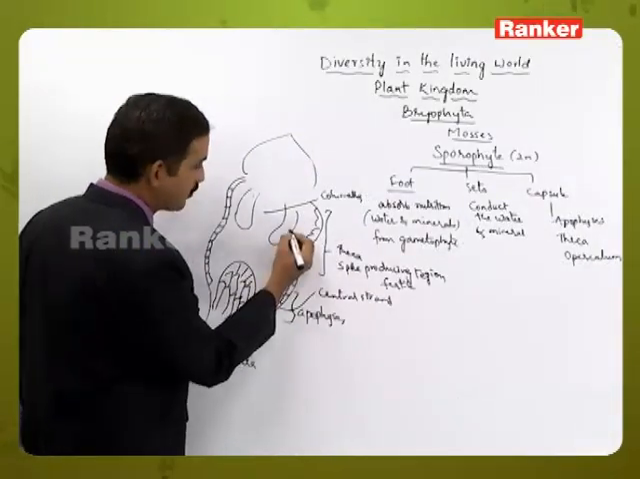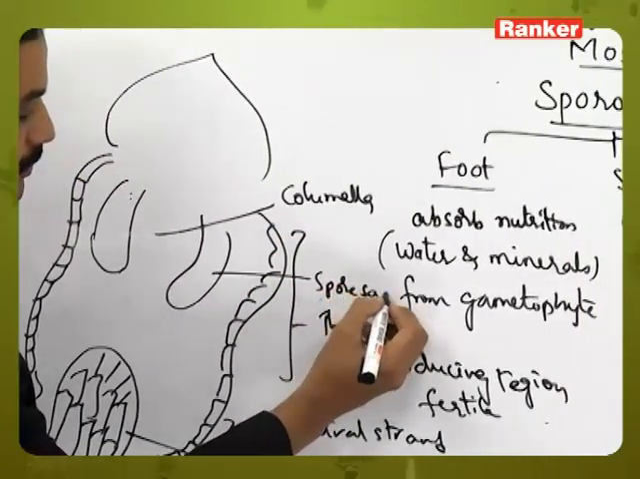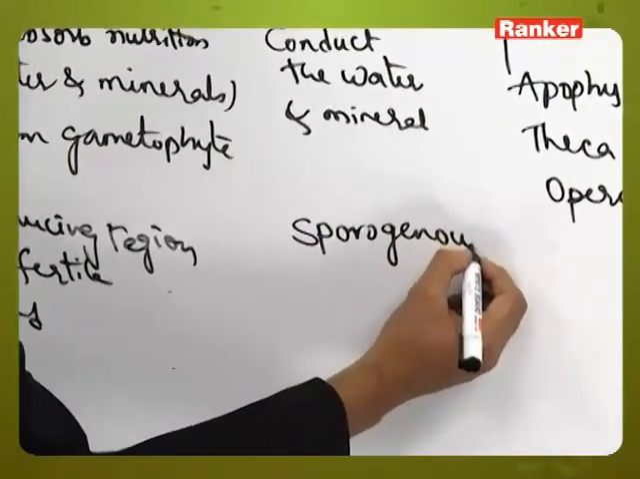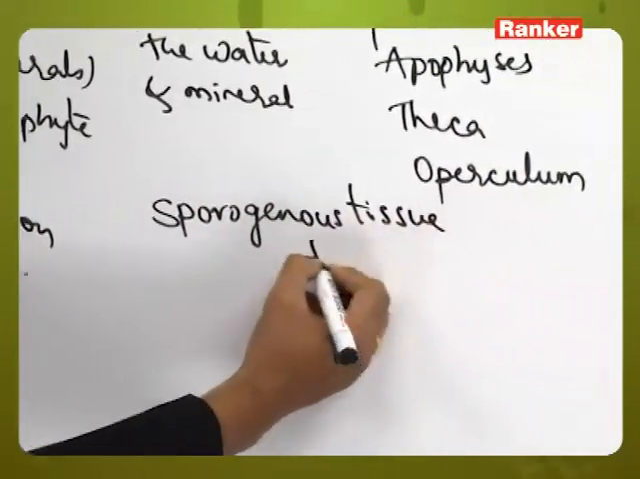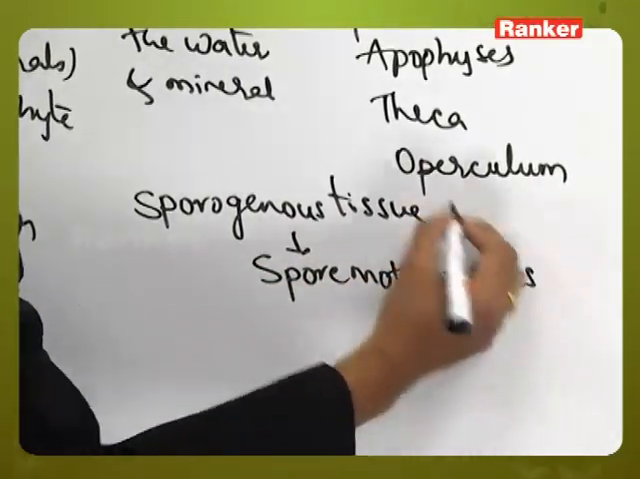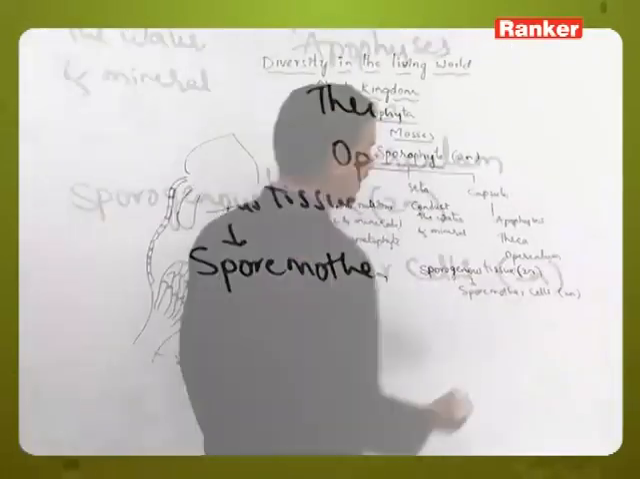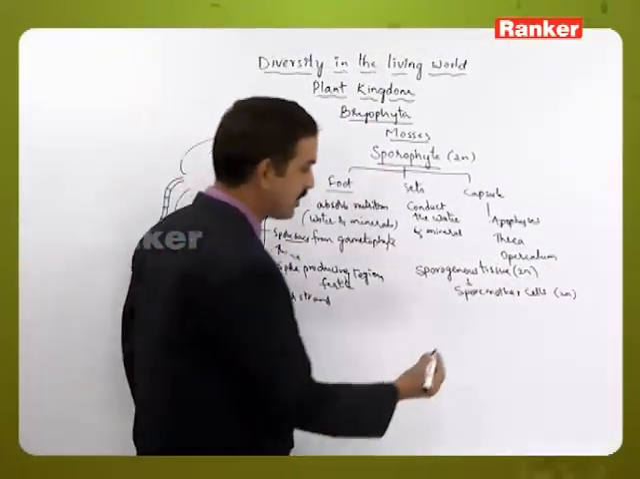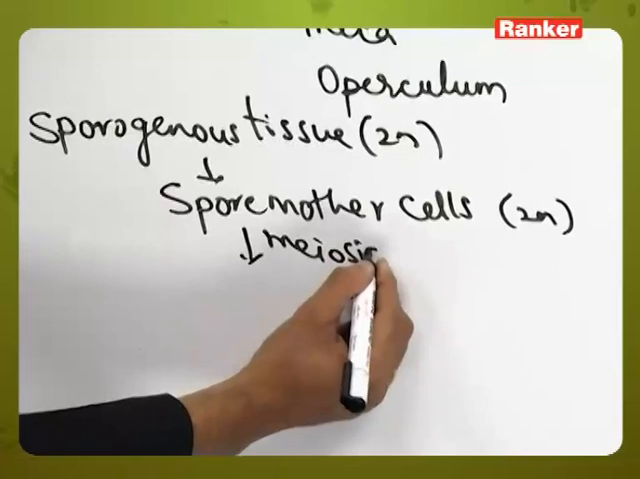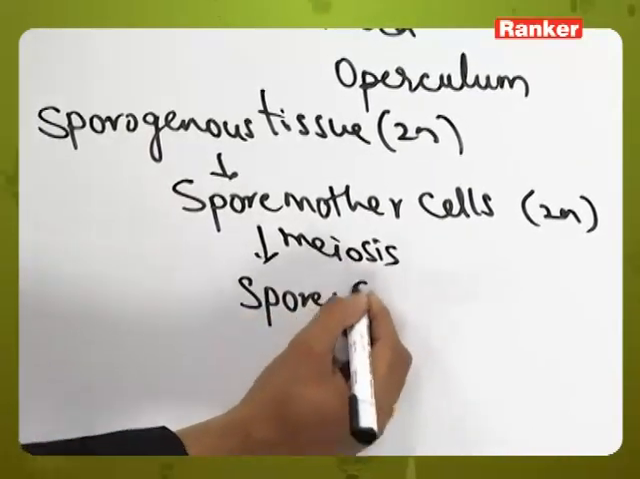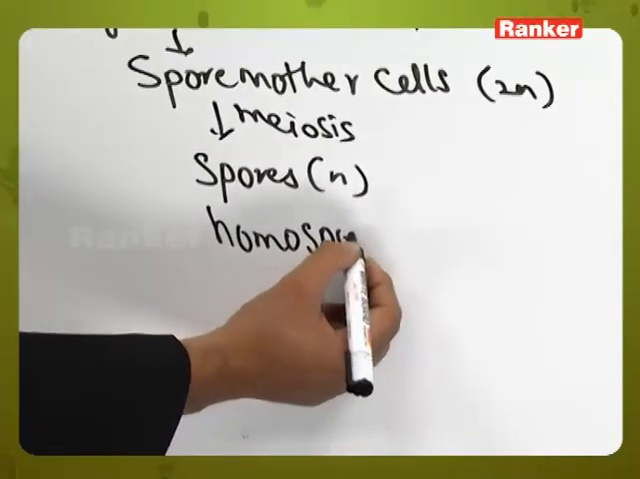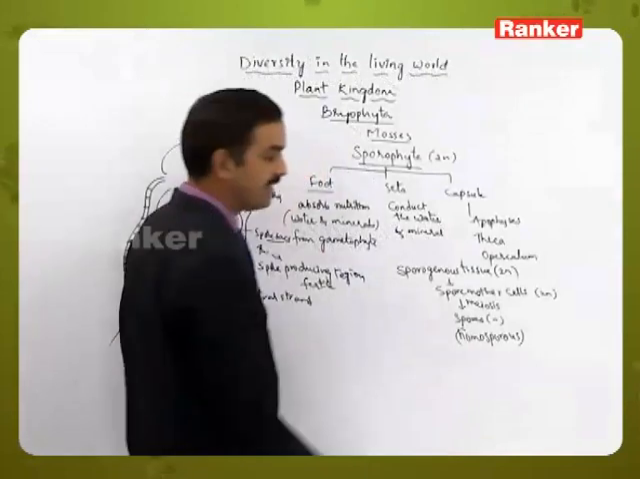tissue. This sporogenous tissue will undergo mitosis to produce spore mother cells. As the sporogenous cells are diploid in nature, the spore mother cells are also diploid in nature, and these spore mother cells will undergo further meiosis to produce spores which are haploid in nature, and all the spores which are produced are of similar type. That is why we call it homosporous in nature.